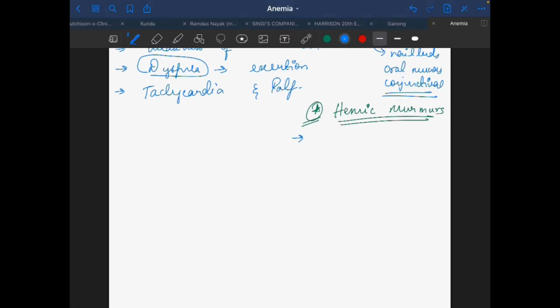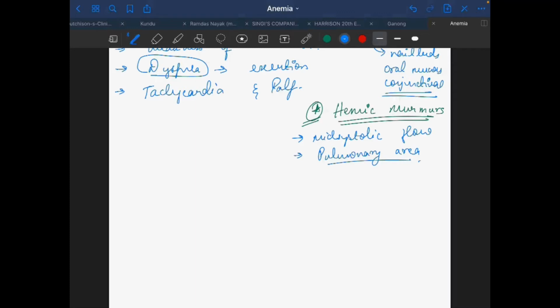Okay, what is this? This is nothing but a mid-systolic murmur. What does this show? This shows there is increased velocity of the blood. That is, the cardiac output has increased to compensate for the anemia. That is what this haemic murmur will show. This is generally heard in the pulmonary area. These are the important points regarding the haemic murmur.